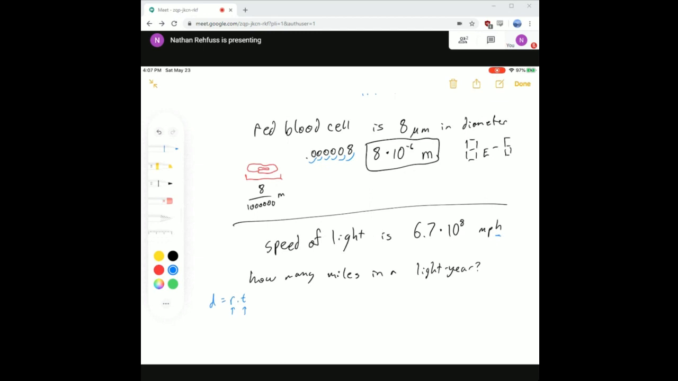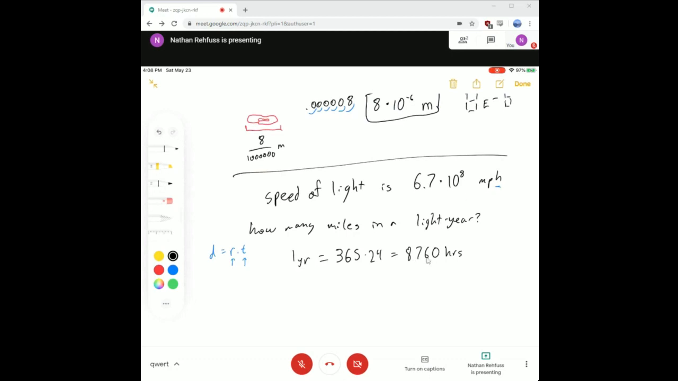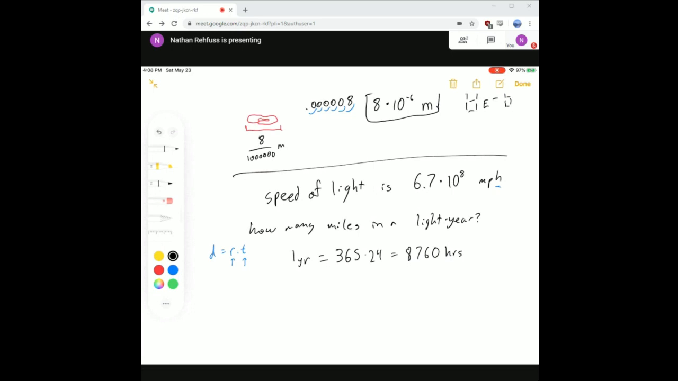So this distance of how far light can go in 1 year, first I need to know how many hours are in a year. Now a year is 365 days, and a day is 24 hours. So a year is 8,760 hours. So if we go 670 million miles every hour, and we do that 8,760 times, that's going to tell us how long a light year is. But here's the cool thing that scientific notation can do. 8,760, well, that's just 8.76 times 10 cubed.